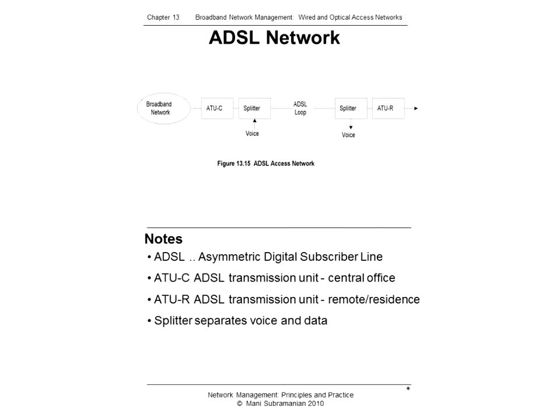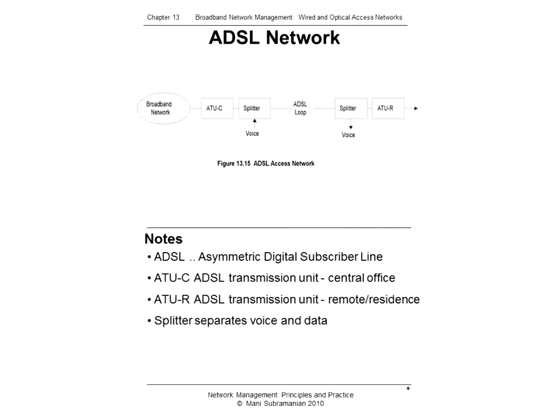So among all XDSLs, basically ADSL, that is asymmetric digital subscriber line, is the technology that is used in almost the entire world, and a simplified access network which uses ADSL is shown in this figure, where we have a broadband network. As you can see over here, we have ATUC, and next we have a splitter, then we have ADSL loop, then again we have a splitter, and then ATUR.